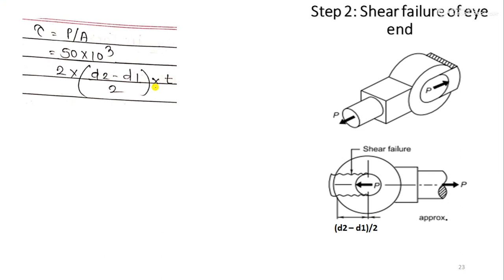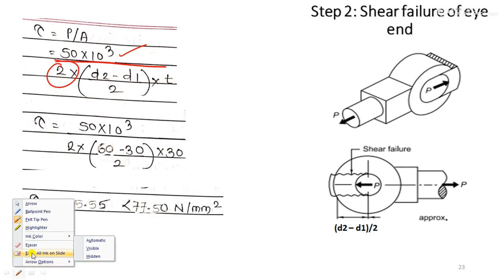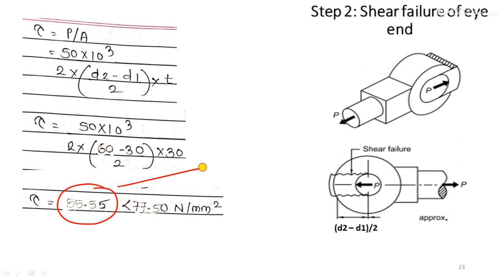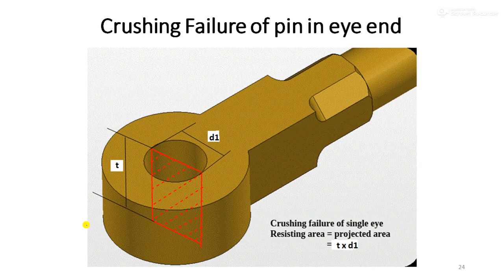So tau is equal to P upon area. P is 52 into 10 to the power 3, divided by the area: 2, double shear, two areas, into d2 minus d1 into t. After calculation, the actual shear stress will be 55.55, which is less than the allowable shear stress. So you can say that the design is safe for the shear failure. Is it okay? Okay. So now let's move on to another problem, the crushing failure.